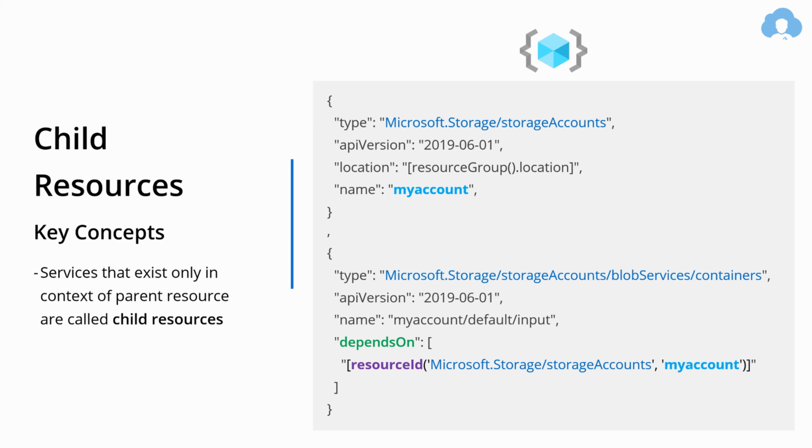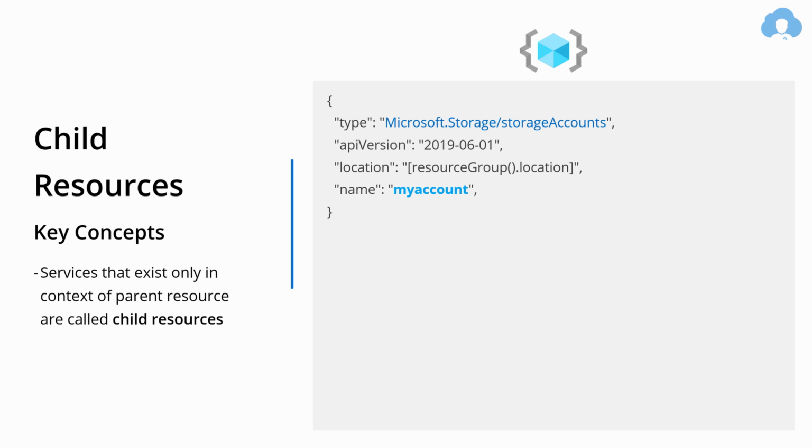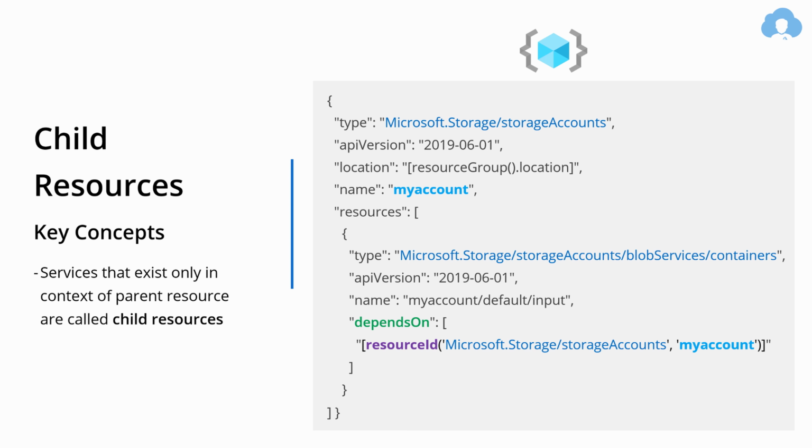One thing to note is that there are some services that cannot exist outside of the context of their parent resource. For instance, a storage account and a container. You cannot create a container without having a storage account. You cannot create a virtual machine extension without having a virtual machine. So it makes sense. What you can do with those child resources is put them in a nested resource section of your parent resource. And mostly the only reason to do that is to clean the template.